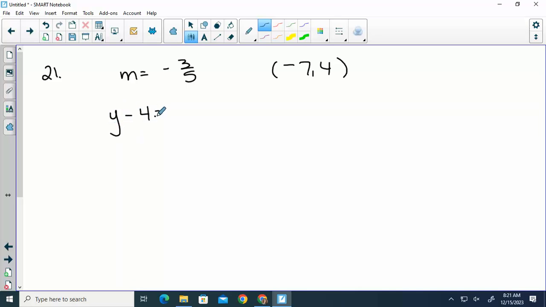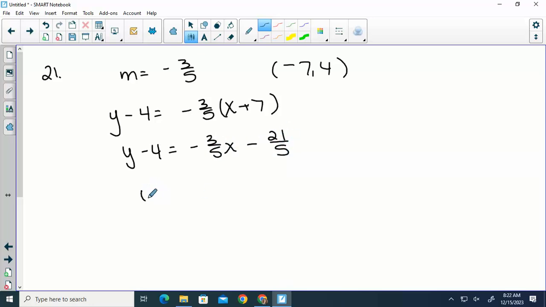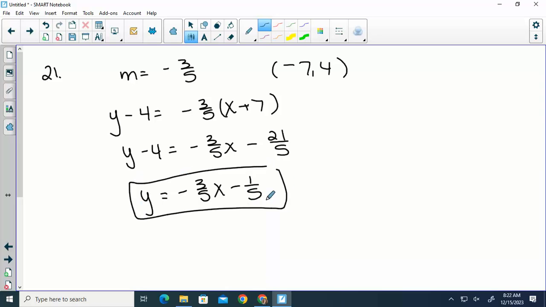So y minus the y value equals m times x minus -7. So x plus 7. So y minus 4 equals -3/5 x minus 21/5. Add the 4, so -3/5 x minus 1/5. So you had to use the slope that you found in problem number 20, and then one of those 2 points, and it would not matter which one. Is that okay?